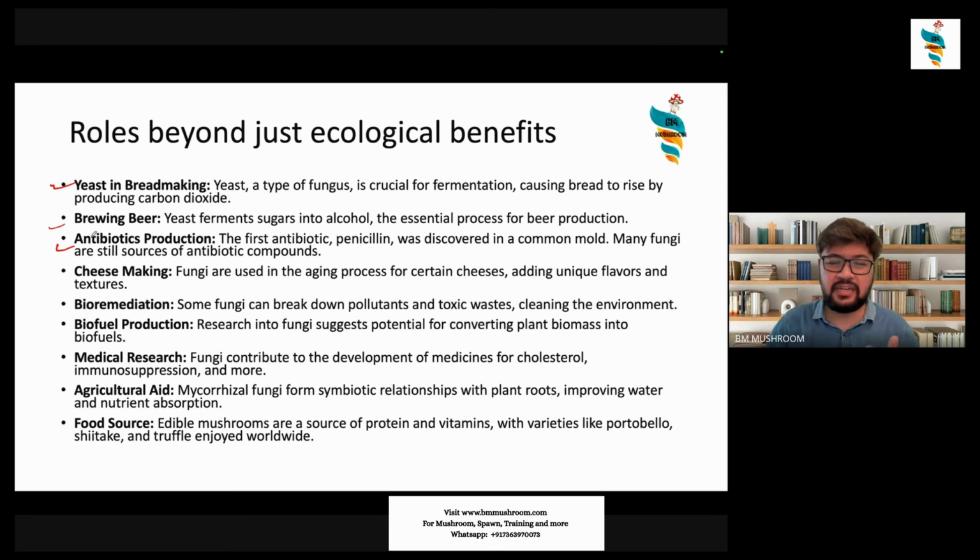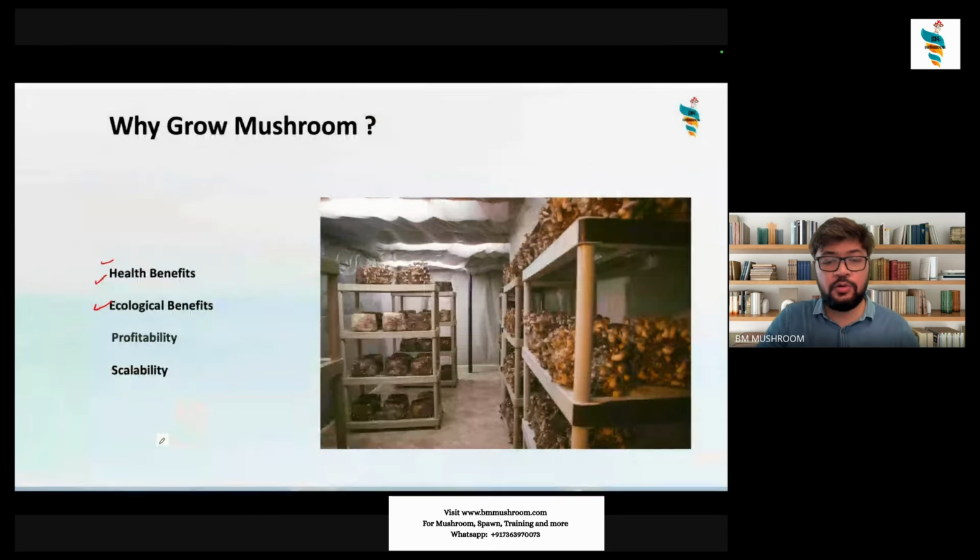So there are several kinds of medicines, then the cheese making process, biofuel production, medical research, several cancer treating medicines, a lot of vitamin D producing companies. In agriculture, there is mycorrhizal fungi, which acts in a symbiotic relationship with the plant's root. It improves water and nutrient absorption for the plants. And then again, in the end, we know that mushrooms are a superfood. So mushrooms have several roles to play in nature. So it has tremendous ecological benefit.